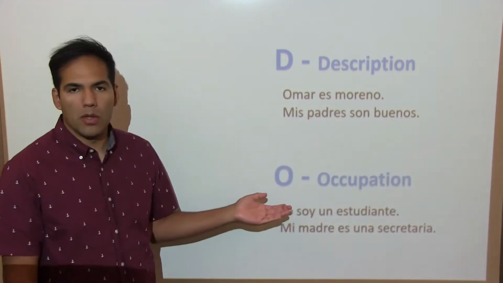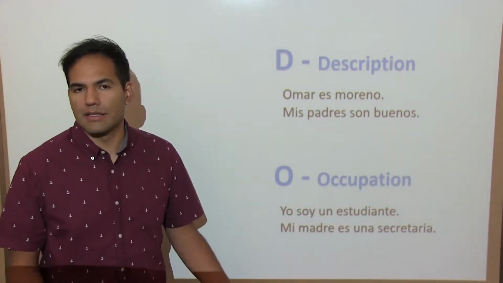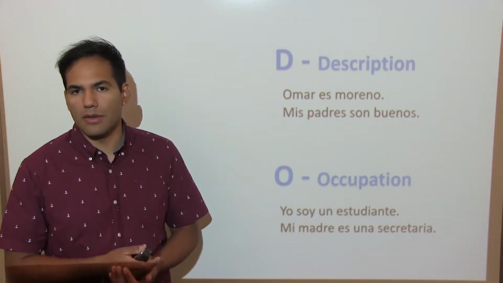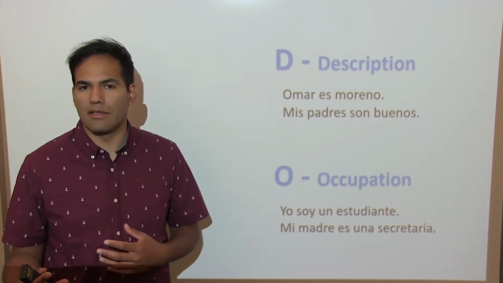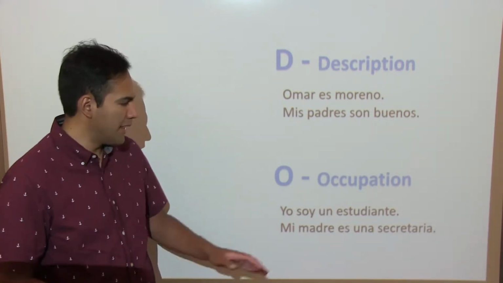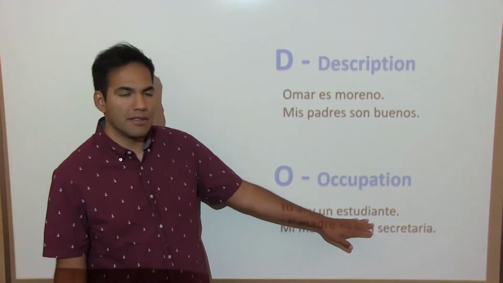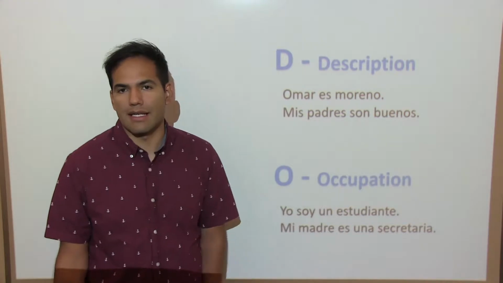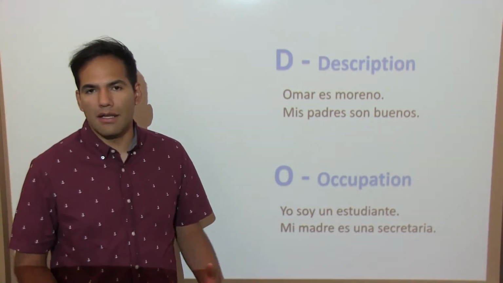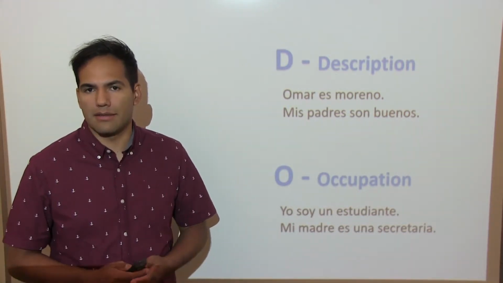The second letter O stands for occupation. When talking about someone's occupation, we're always going to use the verb ser, especially if there is a noun that follows the verb. In this case, yo soy un estudiante, or mi madre es una secretaria. So we have nouns, therefore we're going to use the verb ser.